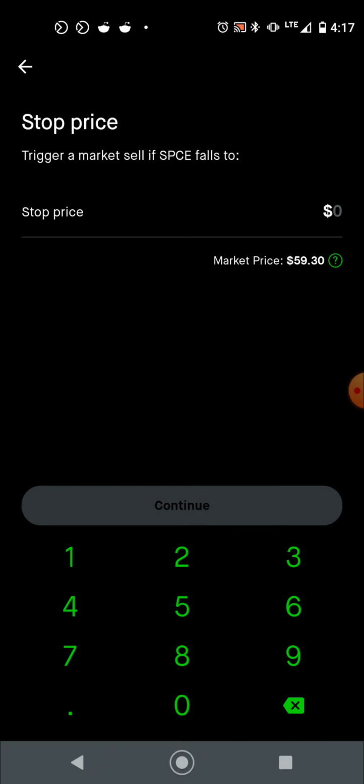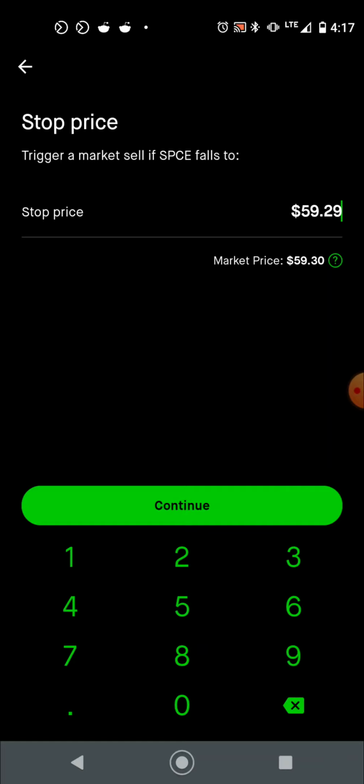So you enter the price that will trigger the sell. So right now the price is $59.30. Let's pretend I bought these shares at $59.30. If I want to eliminate the possibility of losing any money at all, or very little, I might enter $59.29.